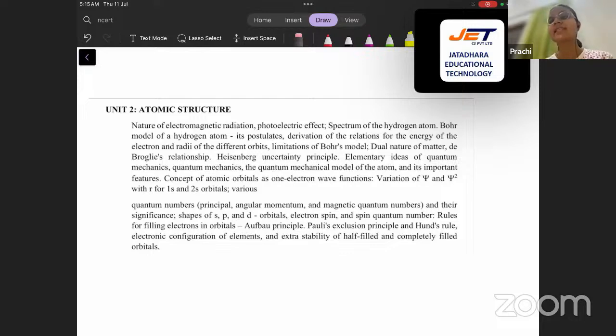So as you can see, the large portion of the syllabus for the JEE and the NEET consists of topics from quantum mechanics, which is the quantum mechanical model of atom. So yes, we will be paying a lot of attention and we will be learning that particular model in detail. So this is the syllabus for your JEE.